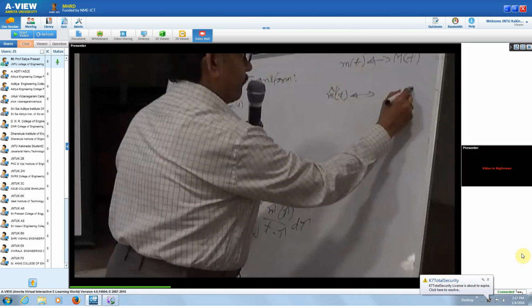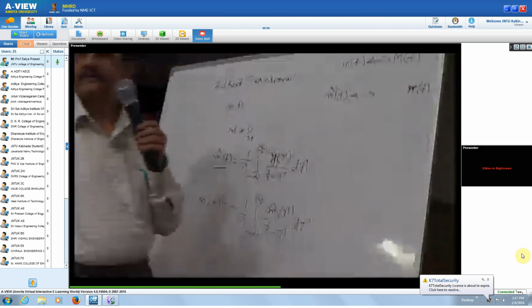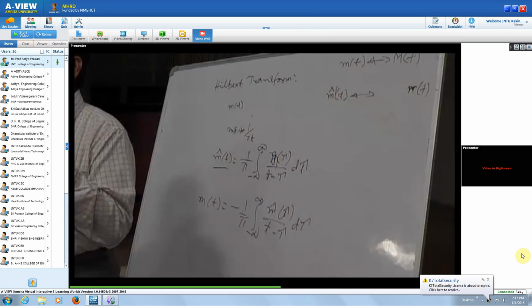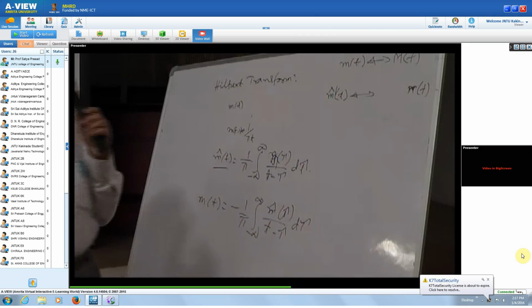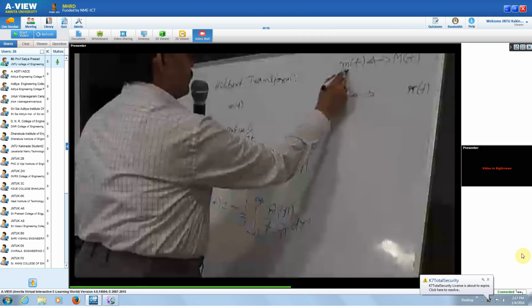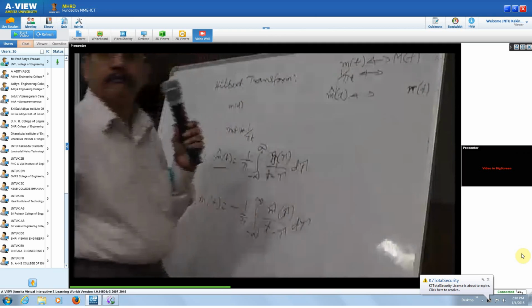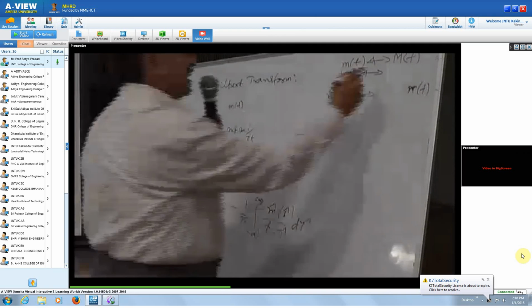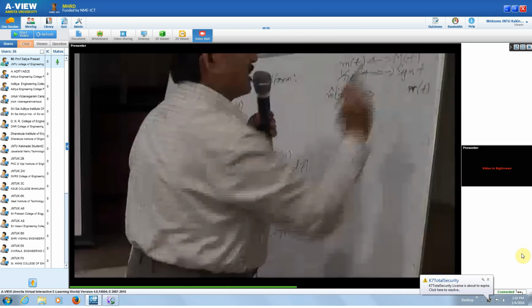M of t, m of f. What modifications are there? What is the transform of 1 by pi t? So this is minus j signum function of f.